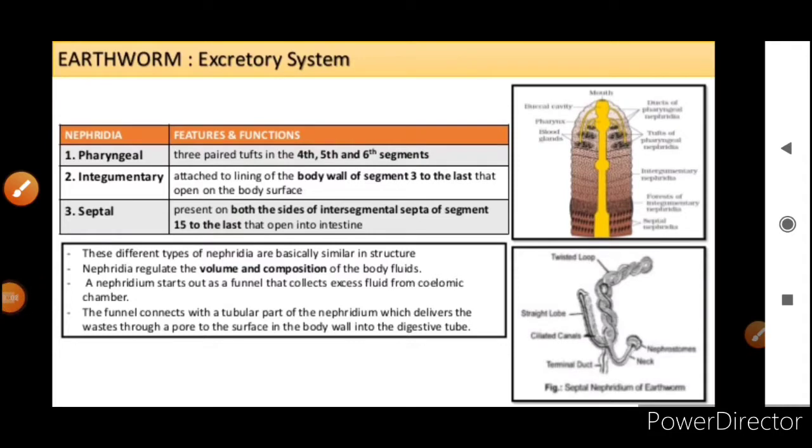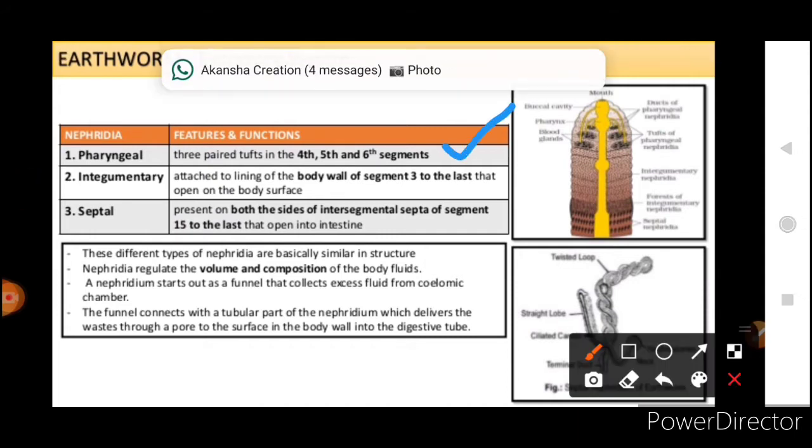Now we'll see the excretory system in earthworm. There are three types of excretory units in earthworm: pharyngeal, integumentary and septal. Pharyngeal nephridia are three pairs of tufts in the fourth, fifth and sixth segment. So they will be present in the fourth, fifth and sixth segment.